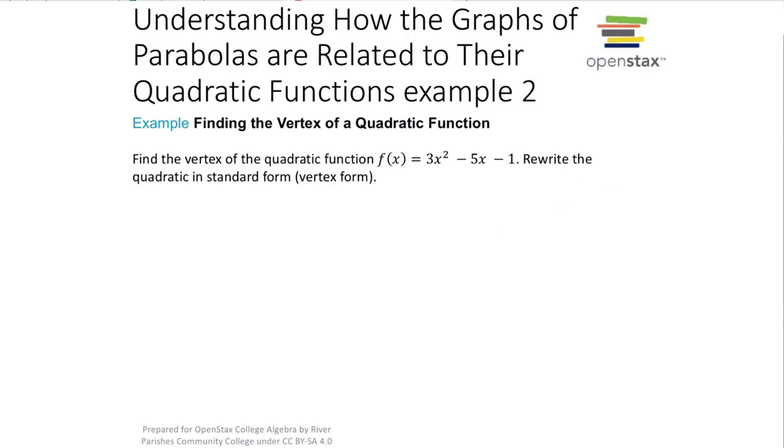In this example, they give us the function f of x equals 3x squared minus 5x minus 1, and they want us to find the vertex. And then they want us to rewrite the quadratic in standard or vertex form. So first we're going to label our a, b, and c. In ax squared plus bx plus c, we can see that a is 3, b is negative 5, c is negative 1.